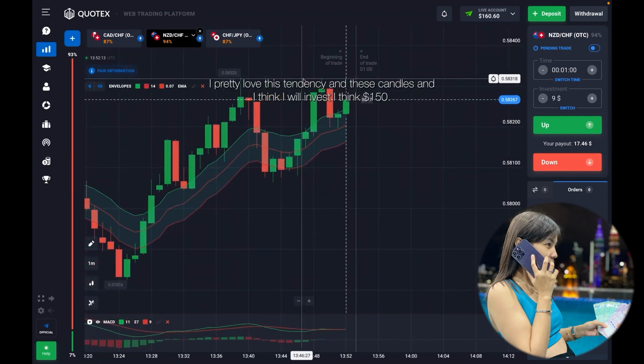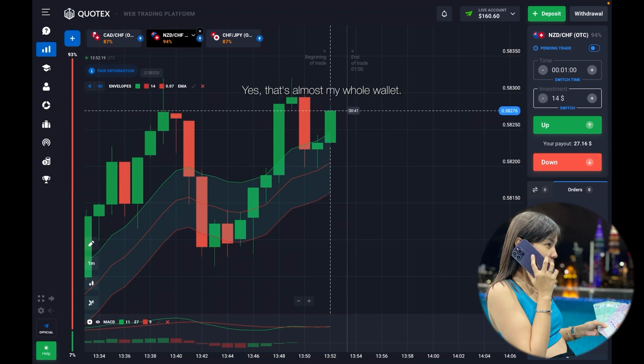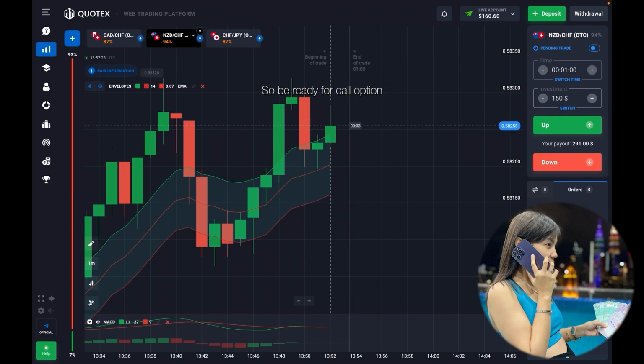The situation is really nice with this bullish market. I pretty love the tendency in these candles, and I think I will invest $150. Yes, that's almost my whole wallet, but the situation is also bright, and $150 is a good investment for me. So be ready for call option right now.